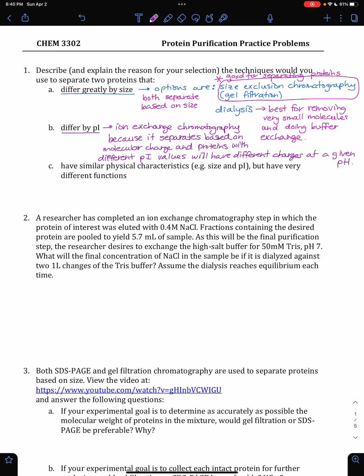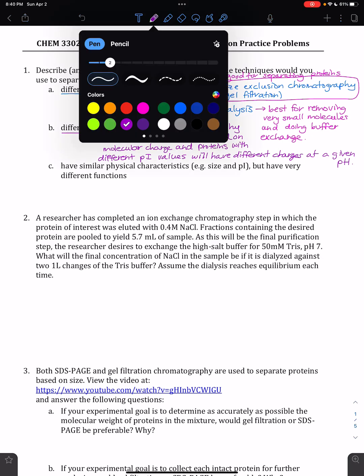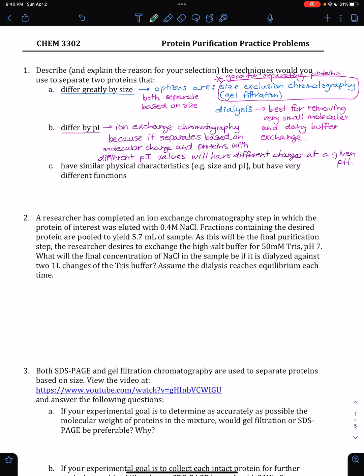All right, so the third scenario we're going to look at is what would we choose if we have two proteins that are similar in size, maybe similar in isoelectric point, but they have very different functions. So in this case, the technique that we talked about that was somewhat related to protein function was affinity chromatography, and that's the kind that you would choose here.